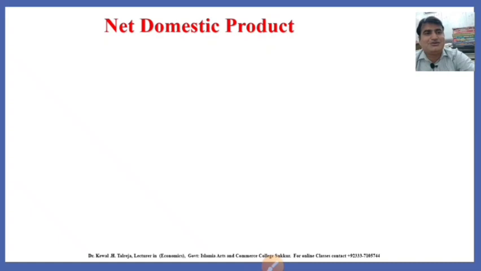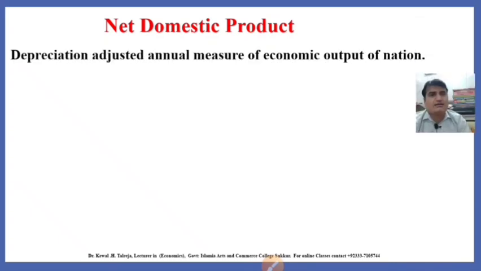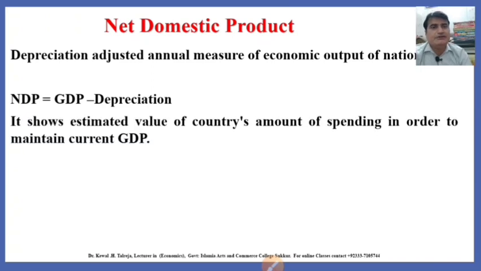What is net domestic product, NDP? Net domestic product is a depreciation adjusted annual measure of economic output of a nation. Mathematically, we can express the NDP as GDP minus depreciation. NDP shows the estimated value of the country's amount of spending in order to maintain the current GDP.